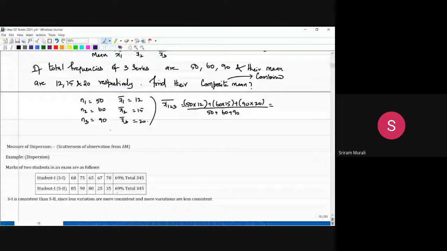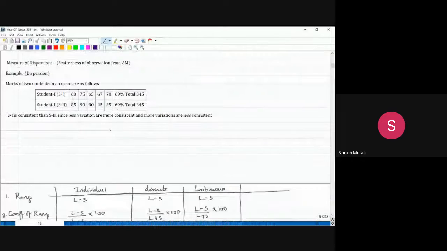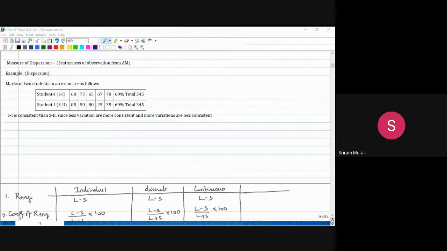We have completed central tendency in the last class. Now today I have to start dispersion. First, what is dispersion? Dispersion is a variation from the middle value, that is, a central value.